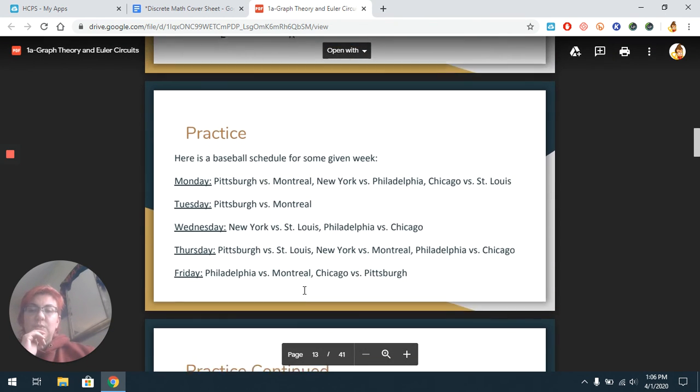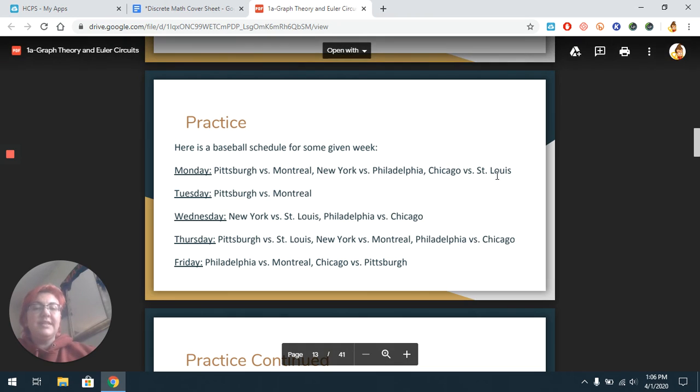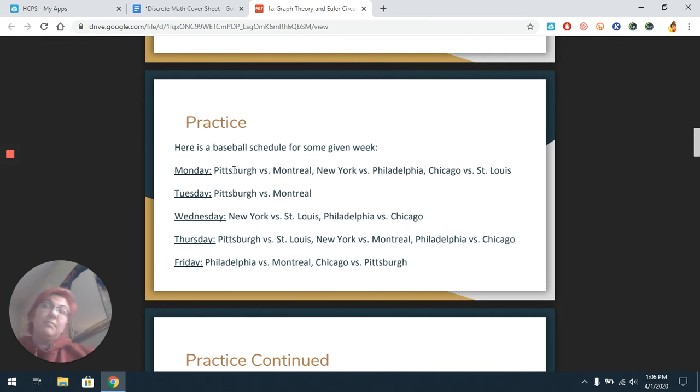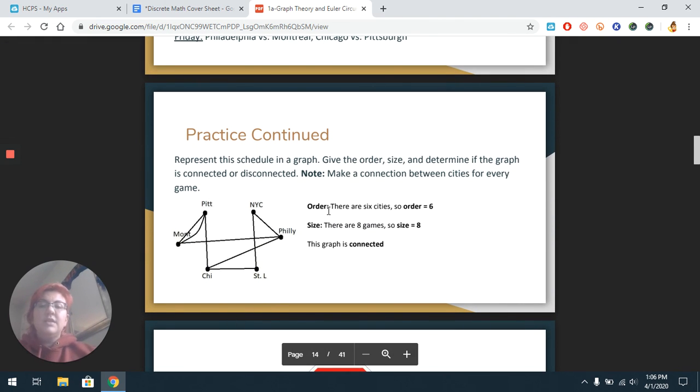All right, let's try this one. We've got a baseball schedule that we're going to draw a graph from. So what you want to do is you want to make each city a vertex. And then for every game between the cities, you connect them. So like Pittsburgh and Montreal. Pittsburgh and Montreal play each other twice, so there's going to be 2 connections between those vertices. I believe New York and Philadelphia play each other once, so there will be 1 connection. Go through and connect them, and you'll end up with something that looks like this. So our order, well, there's 6 cities, so our order is 6, and there's 8 games, so our size is 8. And if you look, this graph is connected.